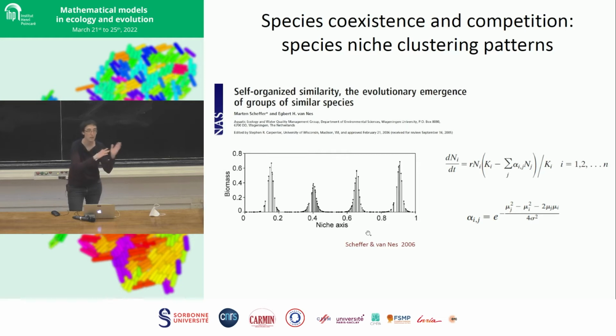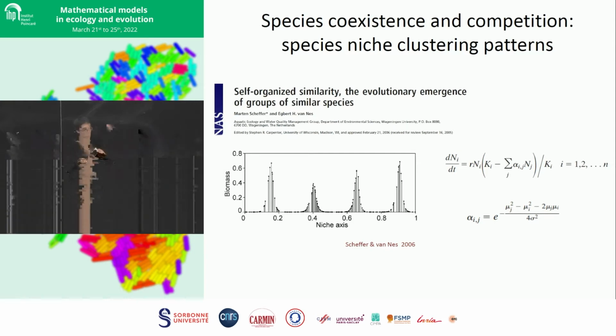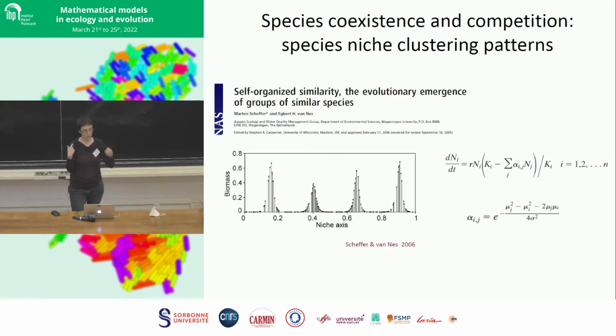So you have a limiting similarity of MacArthur and Levin's I was talking about at the start, but you have groups of very similar species that coexist for quite a long time in the transient dynamics. And what they show in this paper is that they also add evolutionary dynamics, and you can also have a bit of immigration. And these clusters, these groups that you have on the niche axis, can be persistent for a long time when you add evolution or immigration or other types of processes.